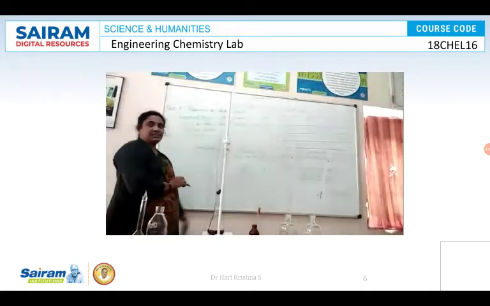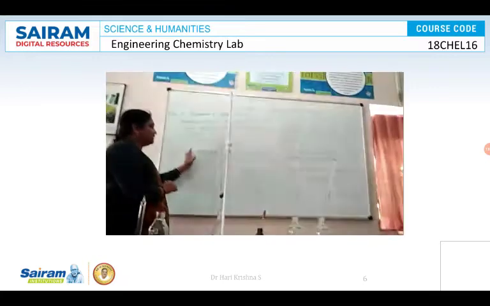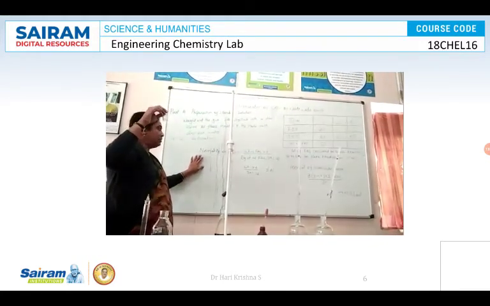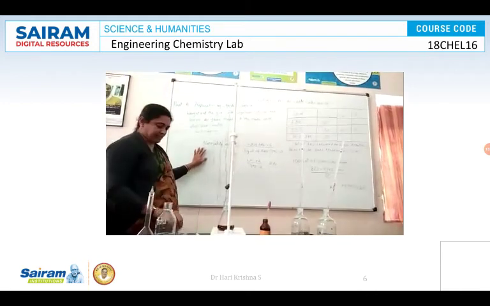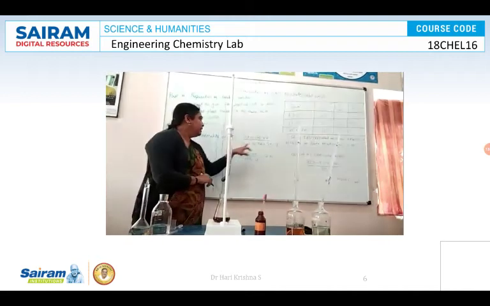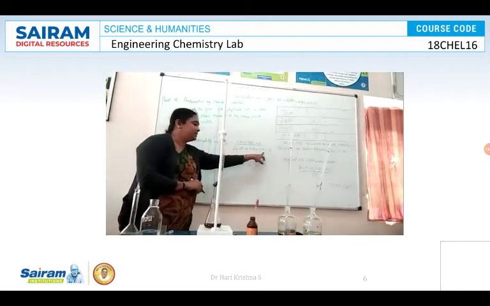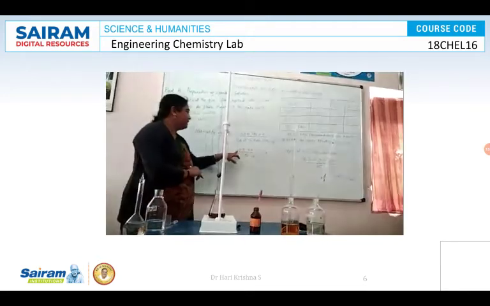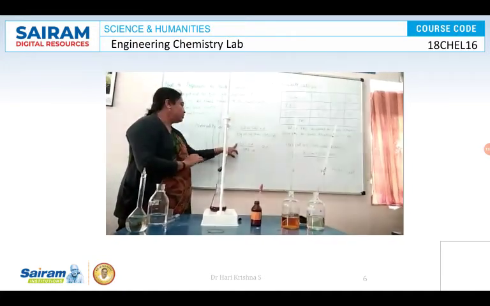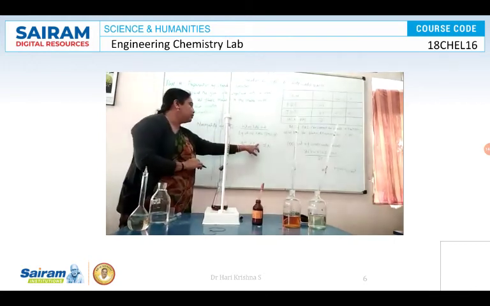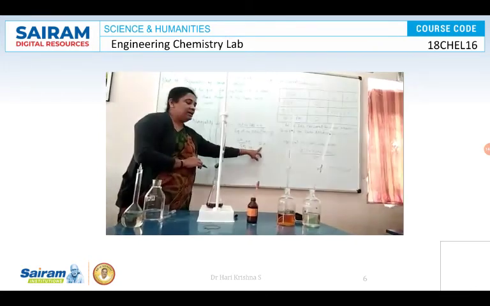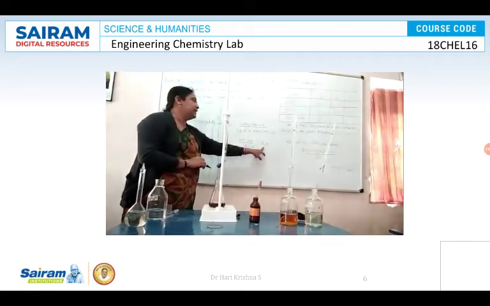Coming to the calculation part, first you have to calculate the normality of the given FAS salt. You have weighed the salt taken, right? W1 minus W2 you have to take. That will give you the weight of the FAS salt given. You have to multiply by 4 and divide by the equivalent weight of FAS, that is 392.14. So it will be the weight of the salt given, it may be 4 grams, 5 grams, whatever salt you got, times 4 by 392.14. When you multiply, you will get the normality Z.